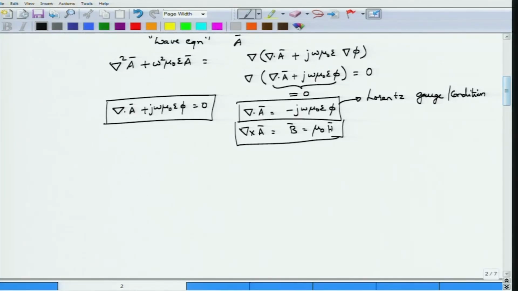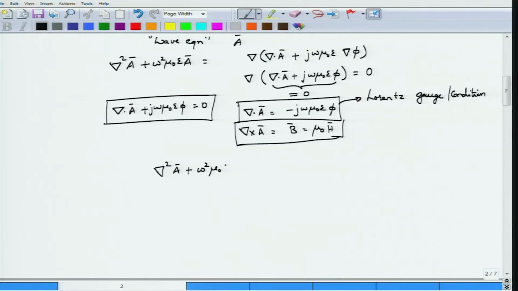And we know from certain vector analysis theorems, from your mathematical analysis, that if I have a vector field and I specify its divergence and its curl, then I have completely specified the vector field. So the way to specify vector field A for me would be to take this divergence to be equal to minus j omega mu 0 epsilon phi. If I do that substitution, if I take this Lorentz condition, then I get a wave equation for A.